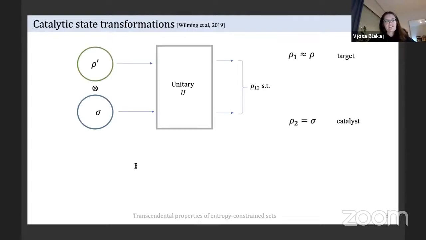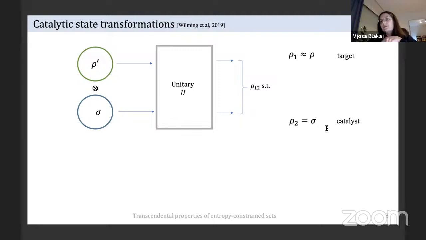So what are these transformations? So for a given density operator rho prime, I want to transform it into rho, which is the target state. And I can do this under the following rules. So I can add basically an ancilla state to my initial state, and I can apply a global unitary to my combined state, basically rho prime tensor sigma. And my final state, which might be correlated, rho 1,2, is such that in one subsystem, I get the target state, or I get something which is approximately very close to my target state. So I denote this by rho 1. And in my other subsystem, I get back sigma, so basically the ancilla state.